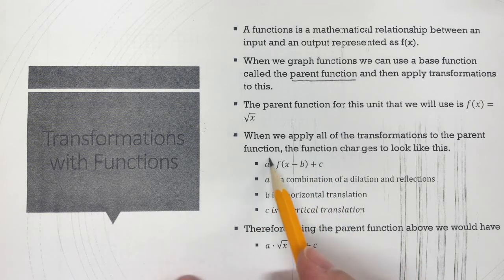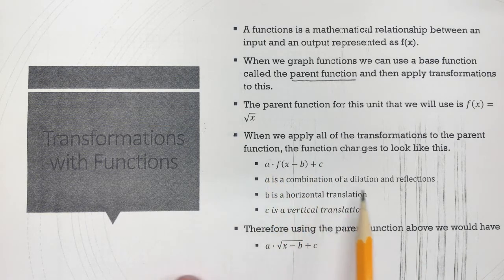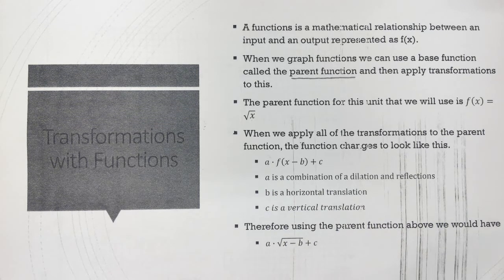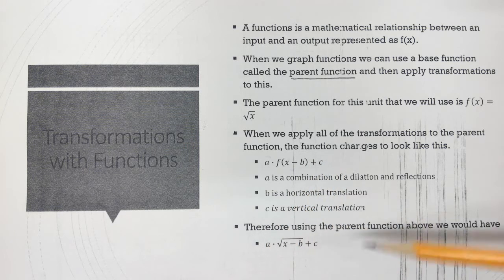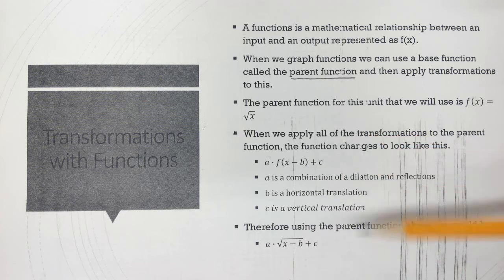This part a right here is a combination of dilations and reflections. If it's positive or negative, it'll be a reflection, and the number that's out here will make it bigger or smaller based upon what that number is. This b part is a horizontal translation. In other words, it's moving it right or left. And then c, this part right here, is the vertical translation that will move it up and down.